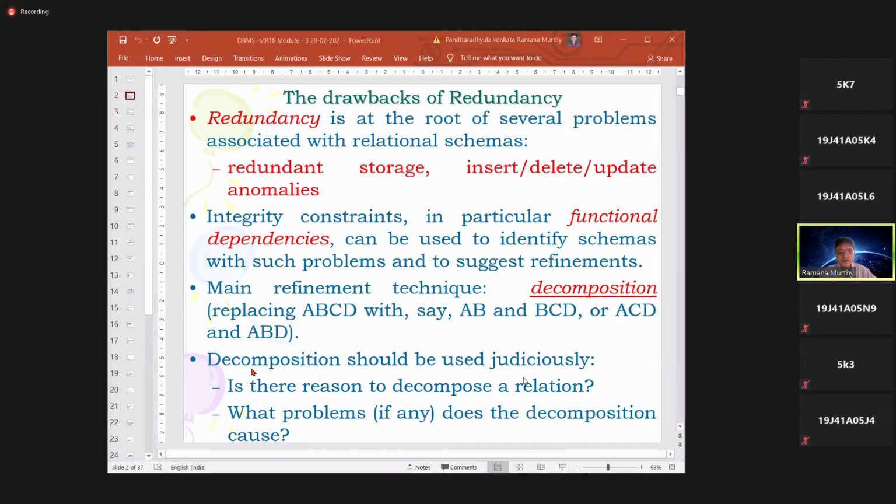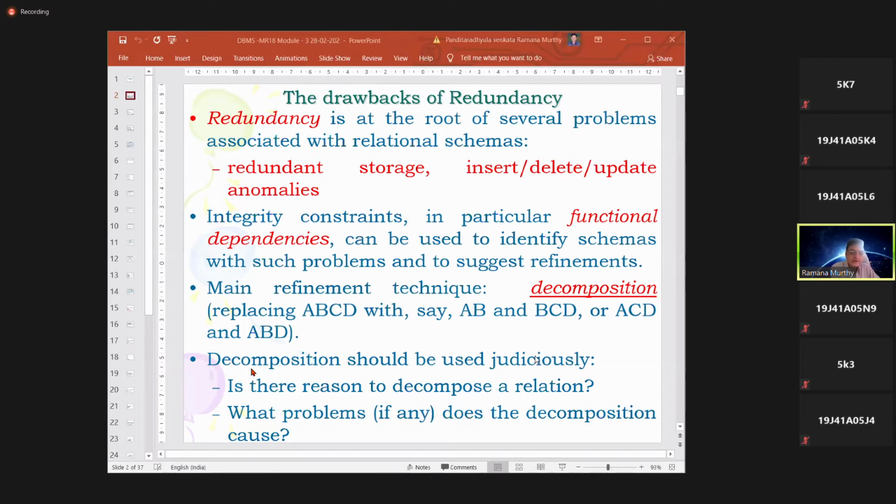Clear? Not only that, if you divide that particular table into 2 or more tables, does this decomposition create any problems? Is this decomposition creating any problem? We do have some substantive problems whenever we decompose.